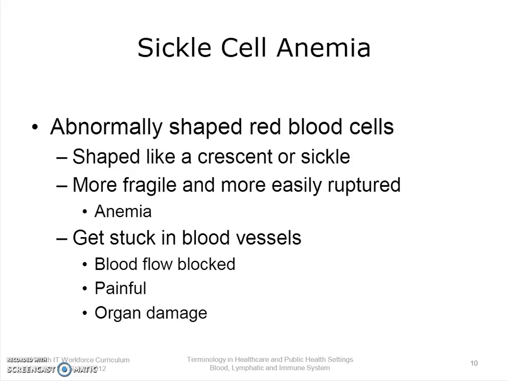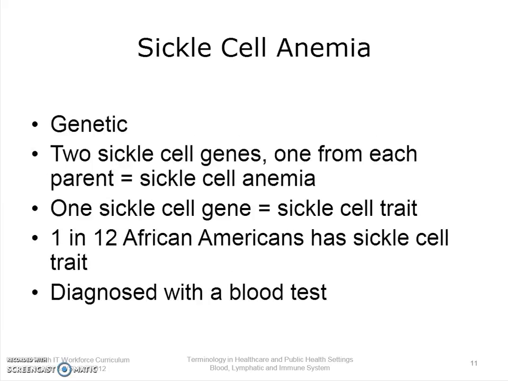Sickle cell anemia is another blood disorder. It is a disease in which the body produces abnormally shaped red blood cells. The cells are shaped like crescents or sickles. These blood cells are more fragile than normal, round red blood cells and are more prone to rupture. Ruptured blood cells, in turn, lead to anemia. The sickle cells can also get stuck in blood vessels, blocking blood flow, which causes pain and organ damage.